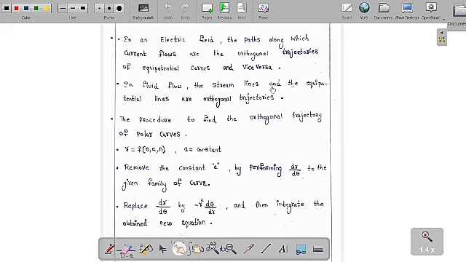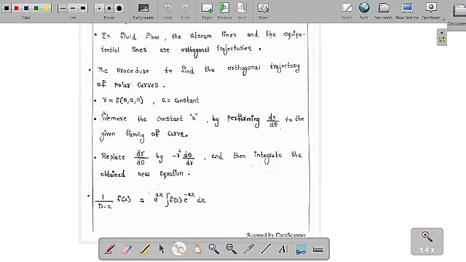Fluid flow: the streamlines and the equipotential lines are orthogonal trajectories. Even in fluid flow, we are going to see that the streamlines and the equipotential lines are orthogonal trajectories. Now the procedure to find the orthogonal trajectory of polar curves. I have told you how to find the orthogonal trajectory in a Cartesian coordinate system. But if it is given in polar format, how to figure out the orthogonal trajectory, now we are going to discuss. Suppose this is a curve in polar format.